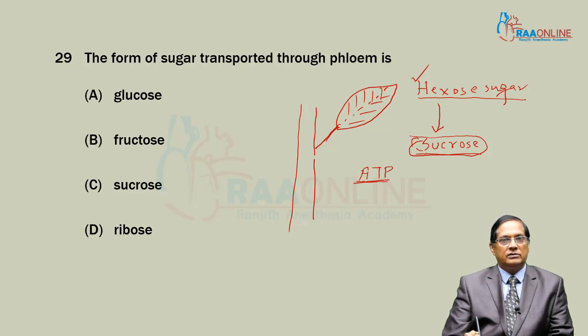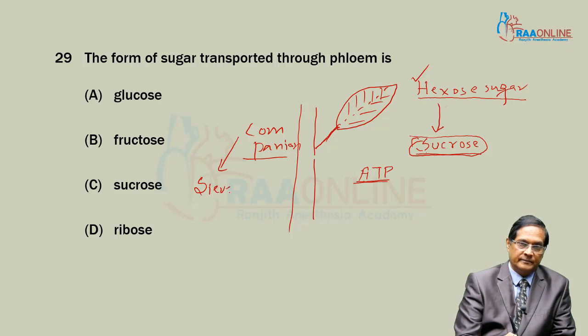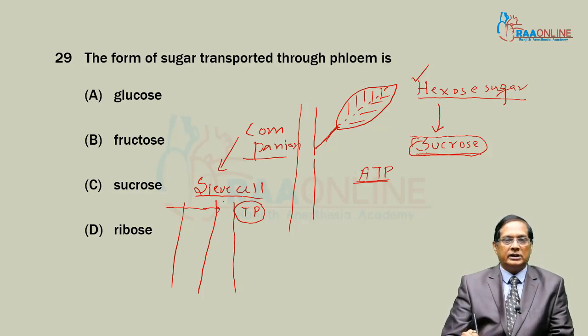So via the companion cell, sucrose is transferred to the sieve cells. First the companion cell, and via the companion cell to the sieve tube or sieve cells. So the sieve cells, rich in organic matter, draw water from the surrounding cells, and in this area where the sugar content is high, turgor pressure increases because of the entry of water.